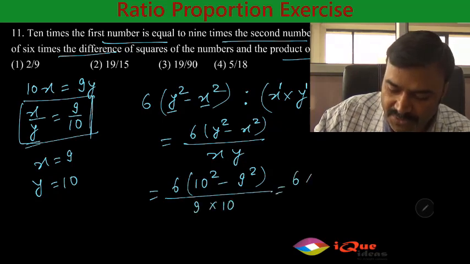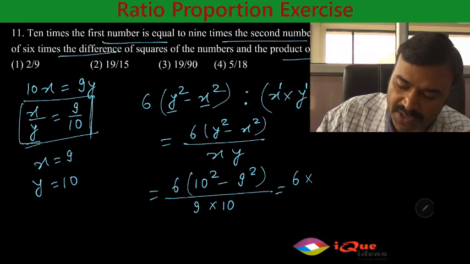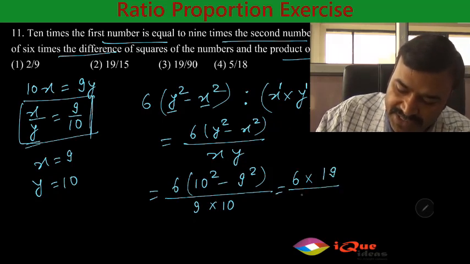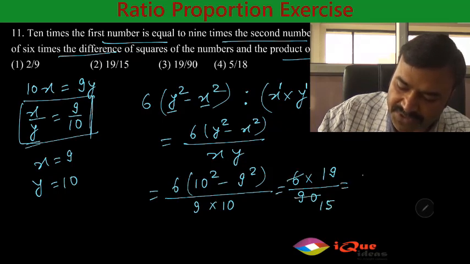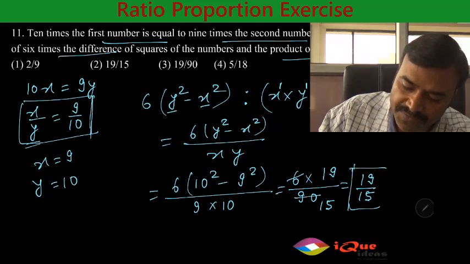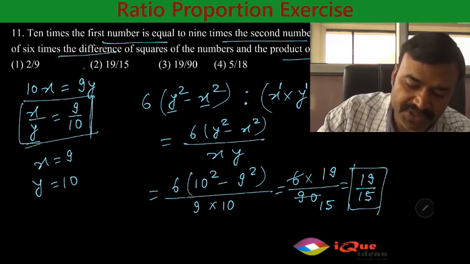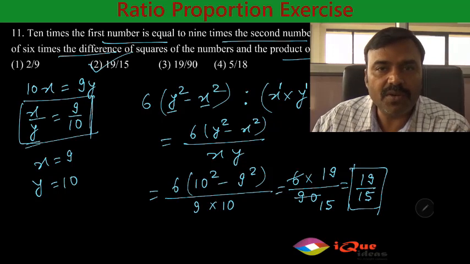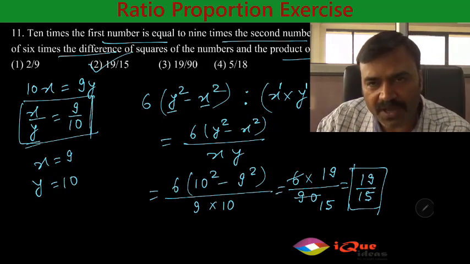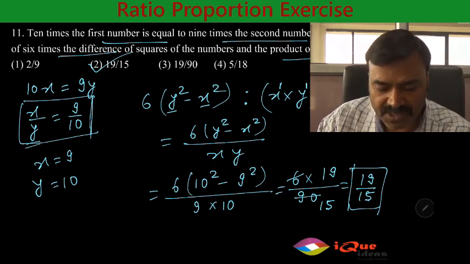So it is 6 into, now 10 square is 100, 9 square is 81. 100 minus 81 is 19. Divide by 9 into 10 is 90. So 6 cancels 90 15 times. So the final answer of the question will be 19 upon 15, or 19 is to 15. Right? Look at the options. It is the second option. Here, don't try to look for a shortcut. This is a proper way of doing the question. Okay? Let's go ahead with the next one.